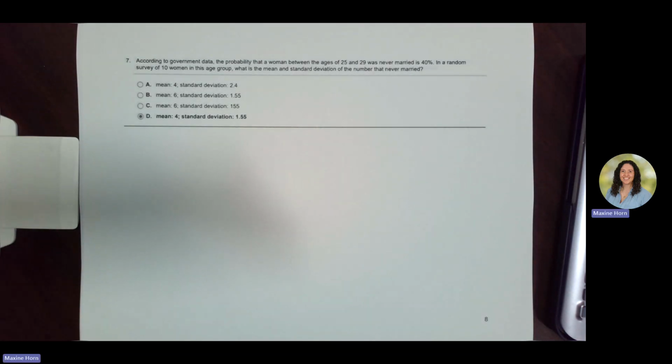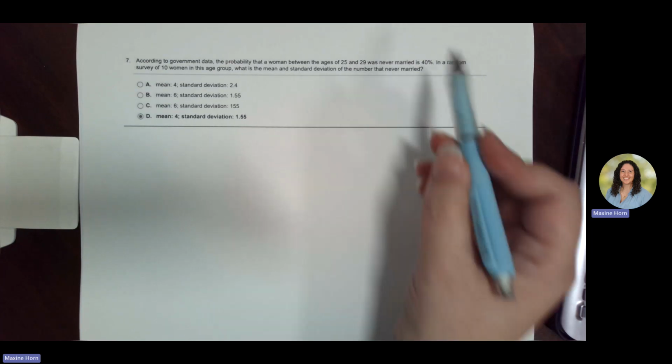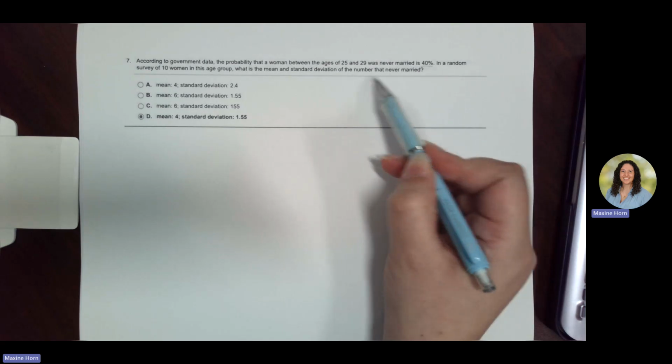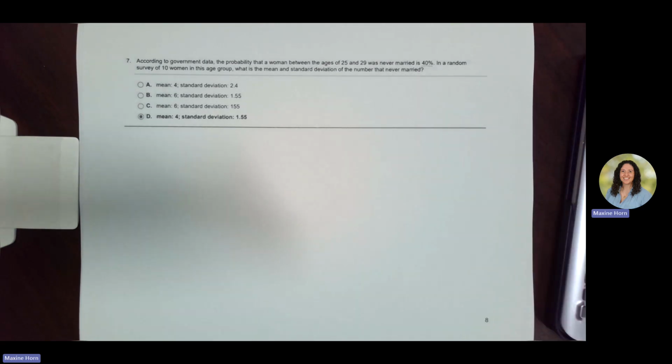All right, number 7. According to government data, the probability that a woman between the ages of 25 and 29 was never married is 40%. In a random survey of 10 women in this age group, what is the mean and standard deviation of the number that never married? Now, from what I've seen, most of the time, when they give you a particular number, a percentage, they're giving you what they're later going to ask for. But just be aware that that's not always the case.